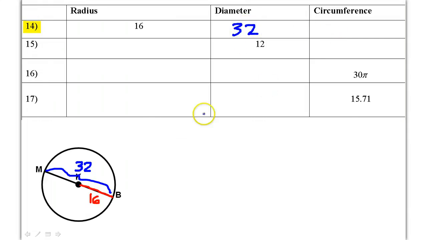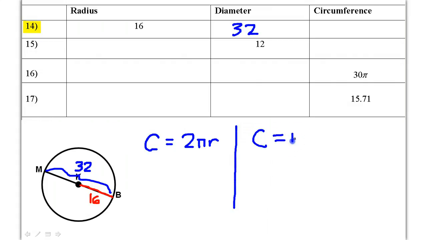Alright, now as far as the circumference, we are given two formulas for circumference. We can either think of the circumference as 2 pi times the radius, or we can think of the circumference as pi times the diameter. Now, we just found the diameter a second ago. It's 32. So it would be really easy to just put 32 right here for the diameter, and that would be the answer for the circumference.